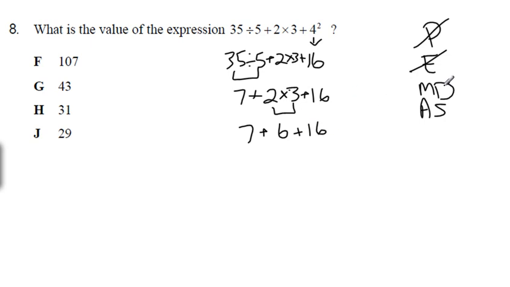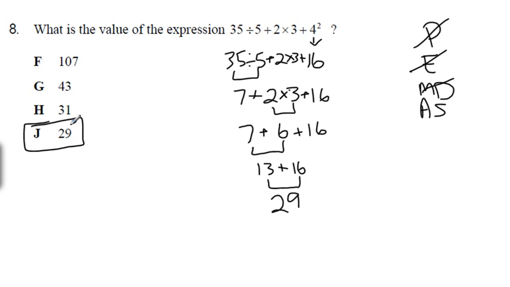There's no more multiplication or division left. All we have is adding, so we just go left to right. 7 plus 6 is 13. Plus 16 is 29. So what is the value of this expression? The value of that expression is 29.